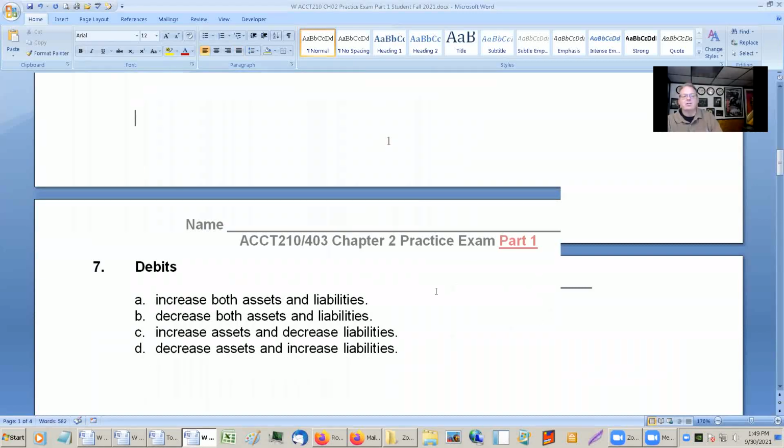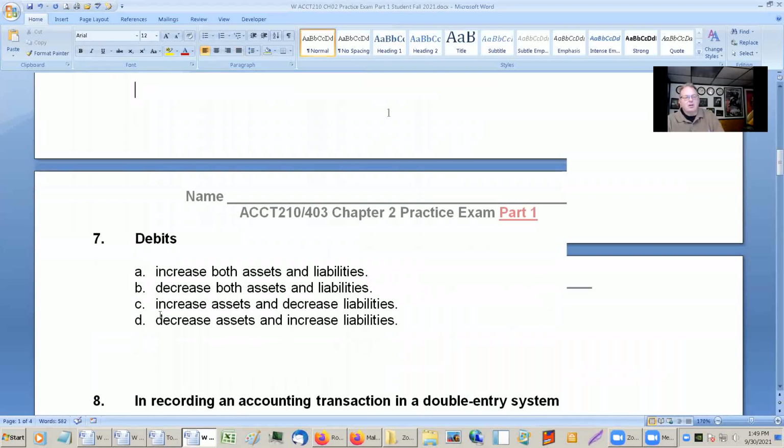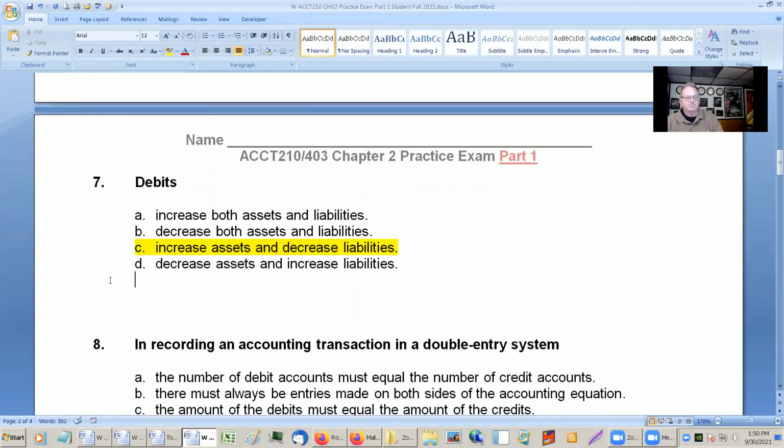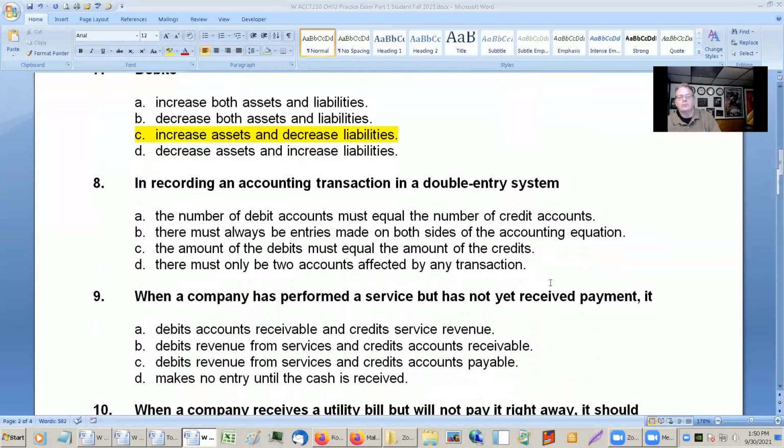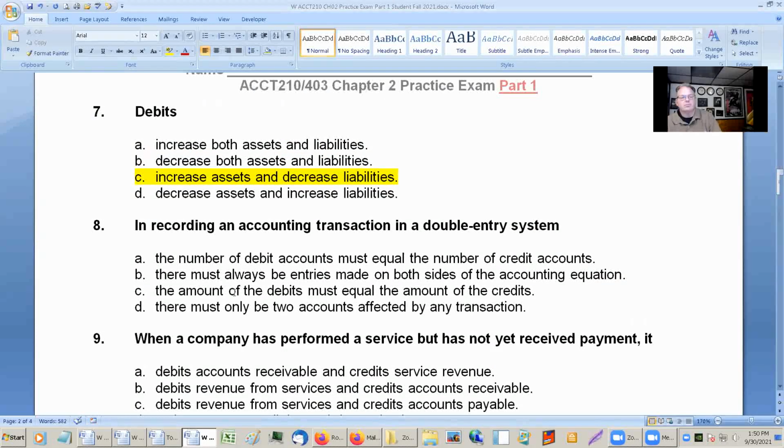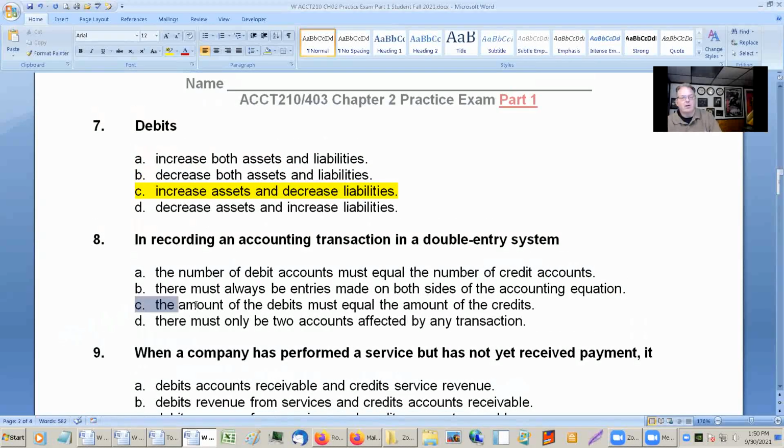I'm way late here. Okay, so debits increase assets, decrease liabilities. Got it. Eight. Good. Recording the amount of the debits that equal the amount of the credits.